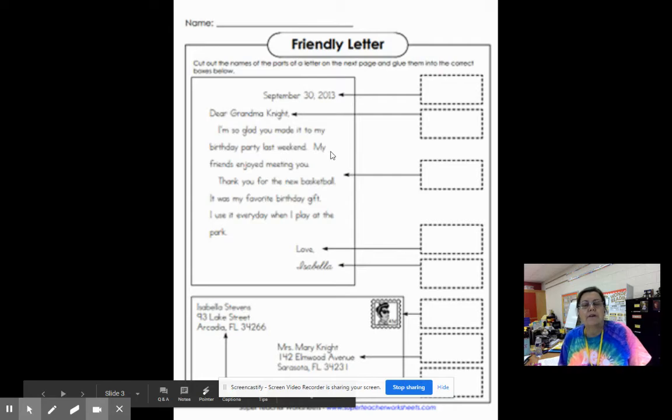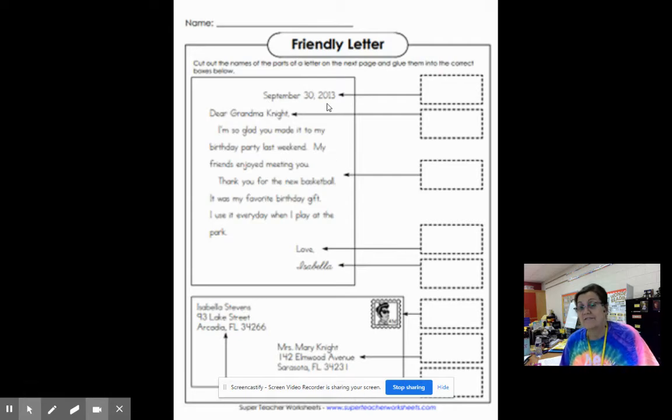Here's a friendly letter. The date is very close to today's date. Dear Grandma Knight, I'm so glad you made it to my birthday party last weekend. My friends enjoyed meeting you. Hey, you could get some ideas from here. Thank you for the new basketball. It was my favorite birthday gift. I use it every day when I play at the park. Love, Isabella.